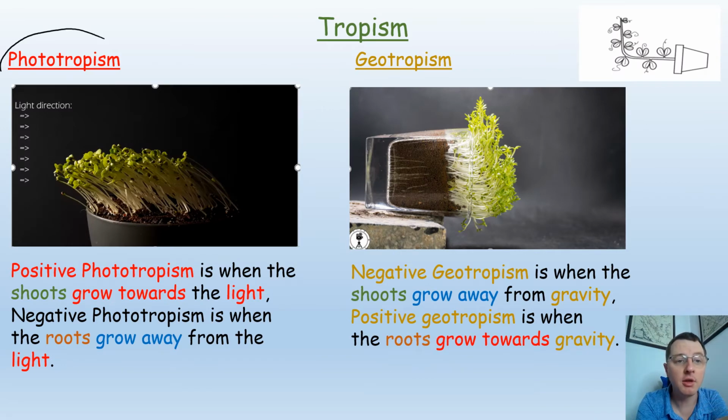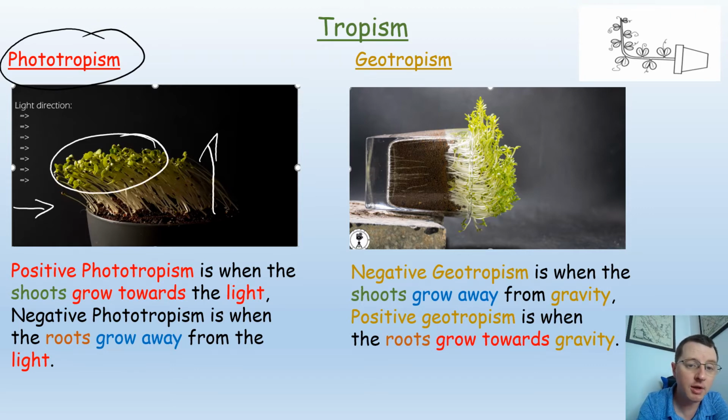Here on the left, we have an example of a phototropism. You can see that the light is coming in from the left-hand side, and that all these cress seedlings, the little shoots, are all bending towards the light. They are not growing up straight, they are growing towards the light. So this is an example of a positive phototropism, where the shoots grow towards the light. Negative phototropism would occur in the roots, as the roots will grow away from light.